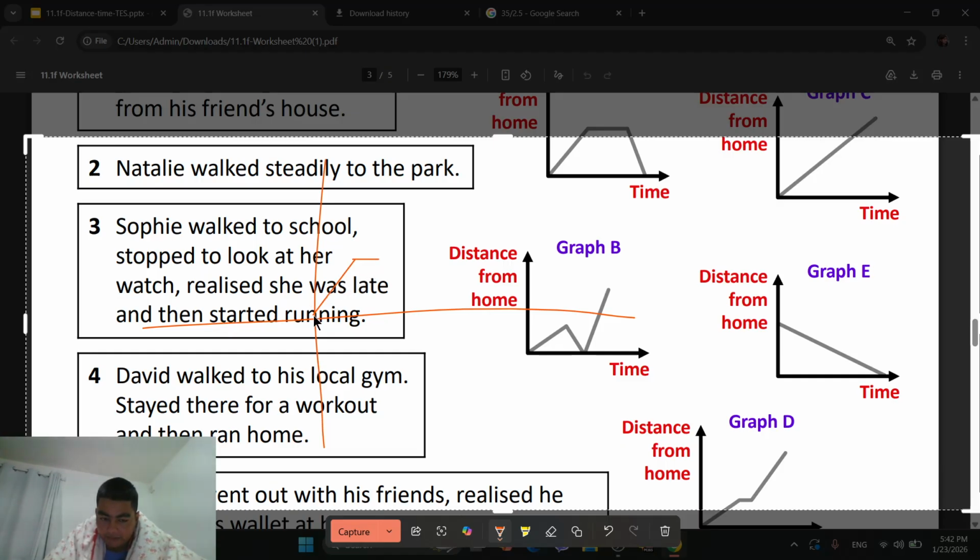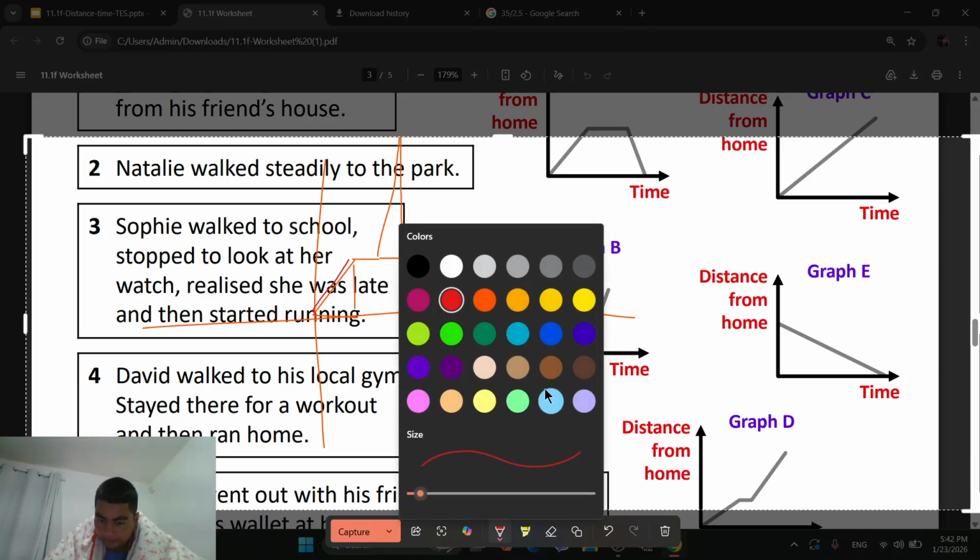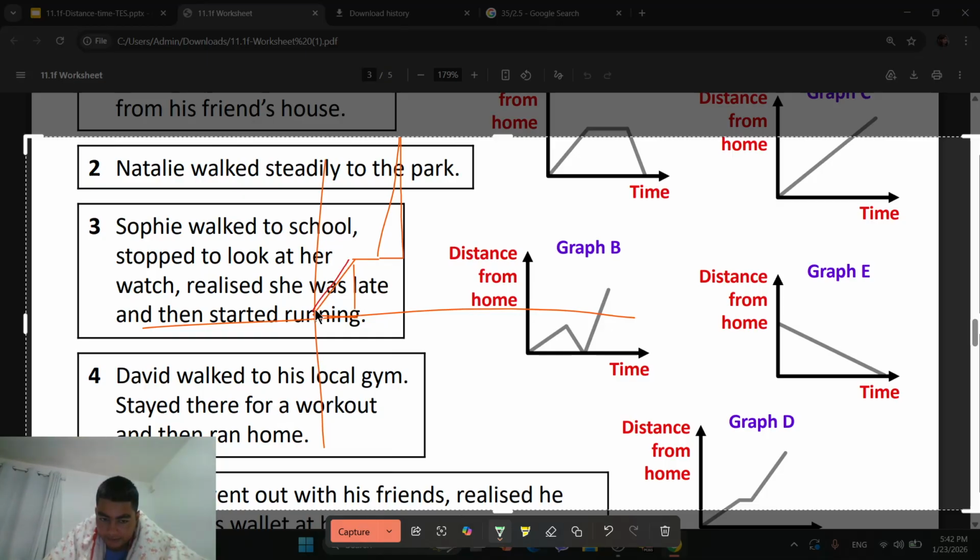In this amount of time she covered this distance, right? Now further along, in the same amount of time, she's gonna cover much more distance, right? So this is going to be her new graph, right? She suddenly increases her speed, right? So finally our graph would look like this. She's going from home to school. Let me try a different color that's much more unique. So she's going to school from her home. She stops to take a look at her watch, and she runs along.